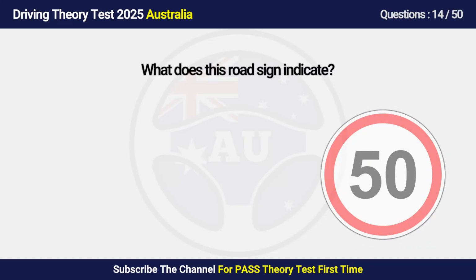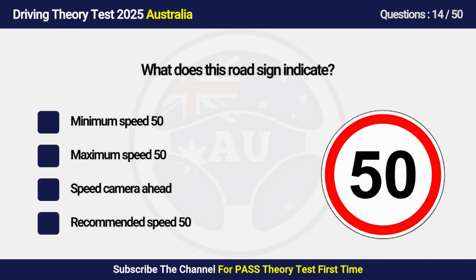Question 14. What does this road sign indicate? A. Minimum speed 50. B. Maximum speed 50. C. Speed camera ahead. D. Recommended speed 50.